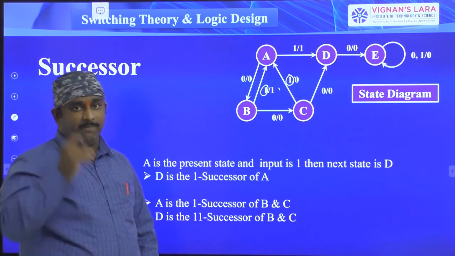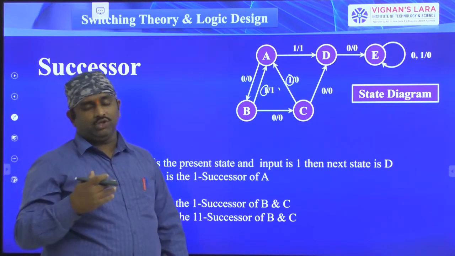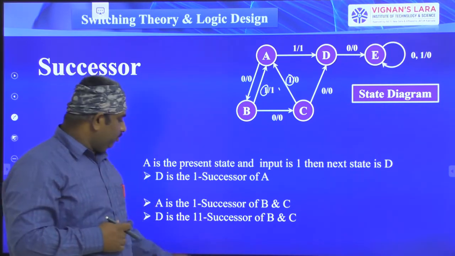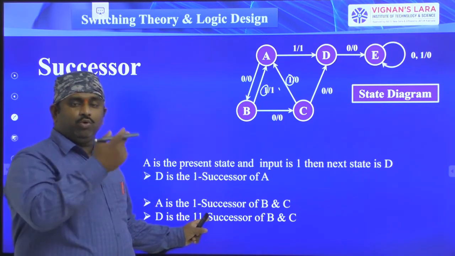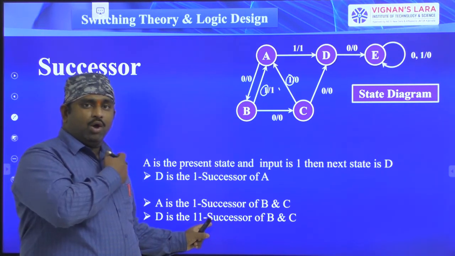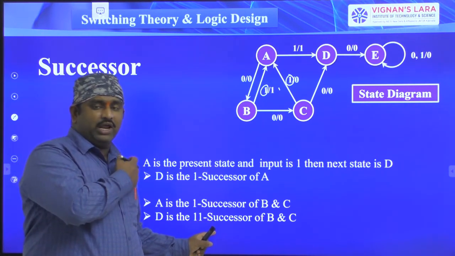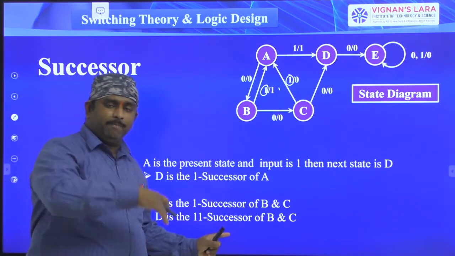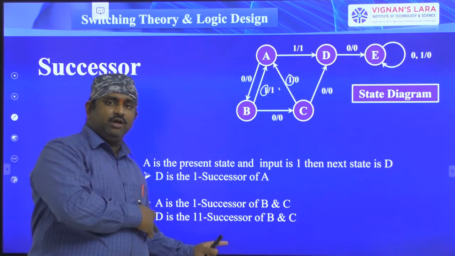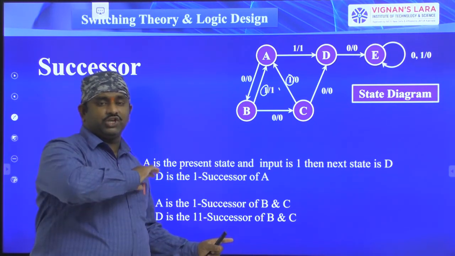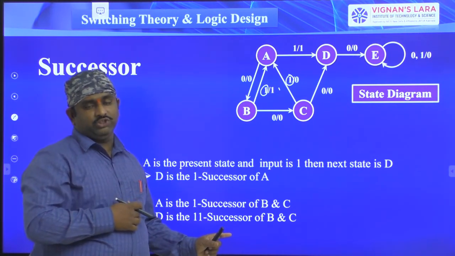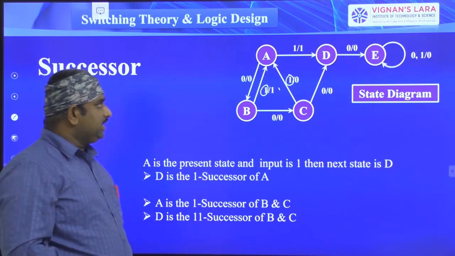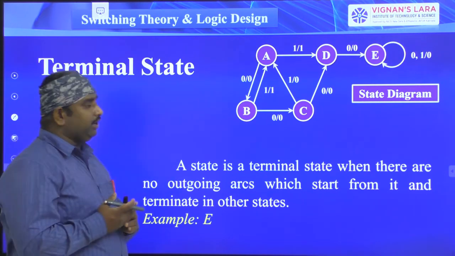The successor represents the present state and the next state behavior with the input value. If it is a 1 successor, it goes along the path of input 1, from the present state to the next state. If it is a 0 successor, then it guides the path of 0, the present state and next state, and the state transition with 0 transition or 1 transition. These are the behaviors of successors.